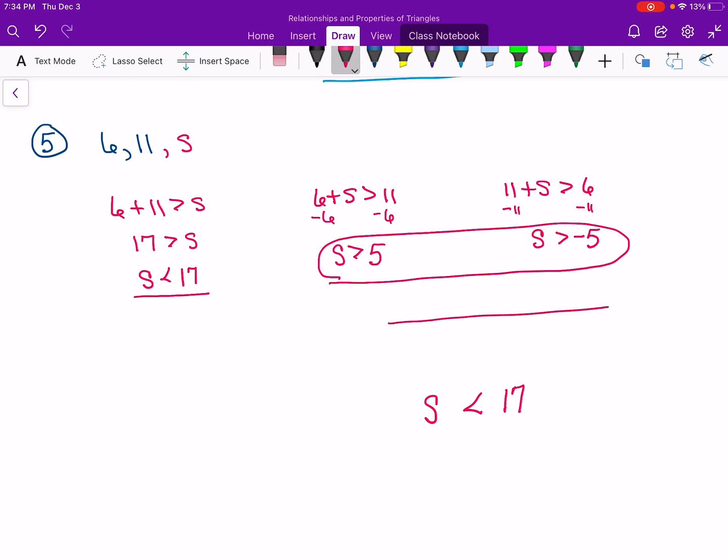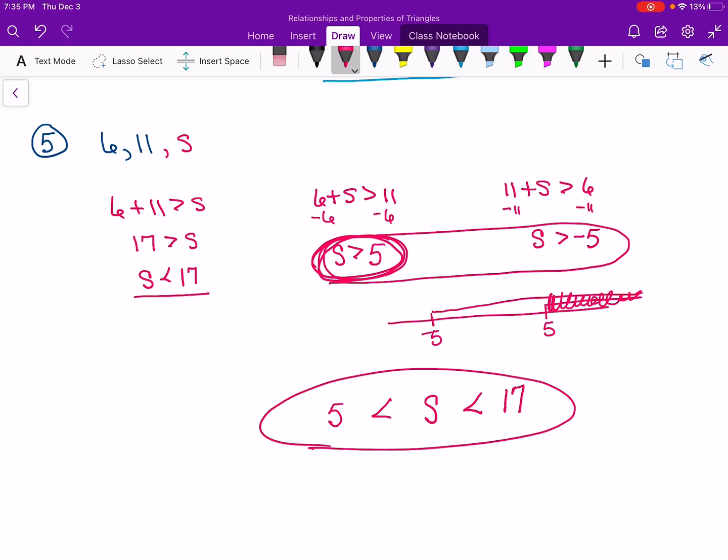If that number line helped, here's the -5, here's the 5. Numbers bigger than -5 are to the right of -5. Numbers bigger than 5 are to the right, and the place where they are both true is this one, or numbers that are greater than 5. So 5 is the bottom, S is between 5 and 17.